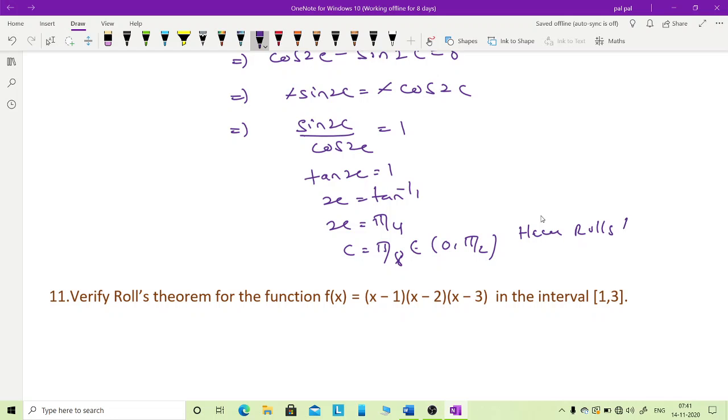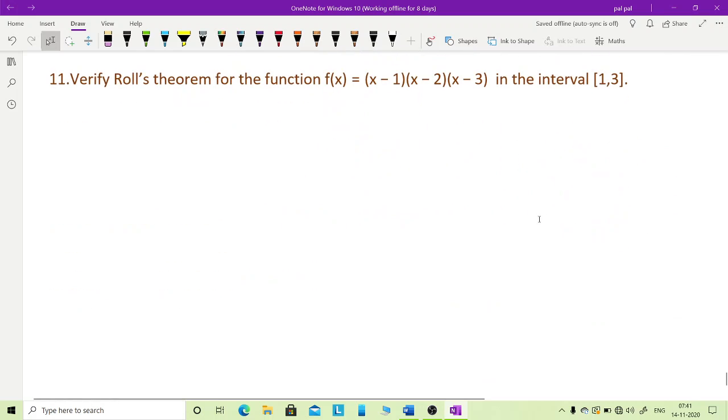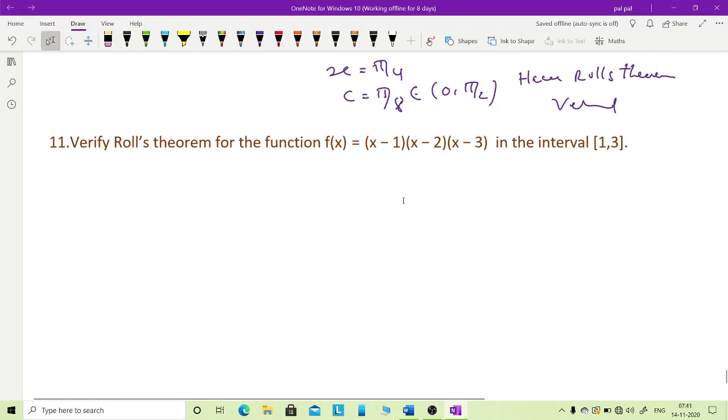Rolle's theorem verified. Okay, so one more problem. I think we already solved this type of problem. So write quickly f of x and its conditions. Clearly it is continuous because it is a polynomial.